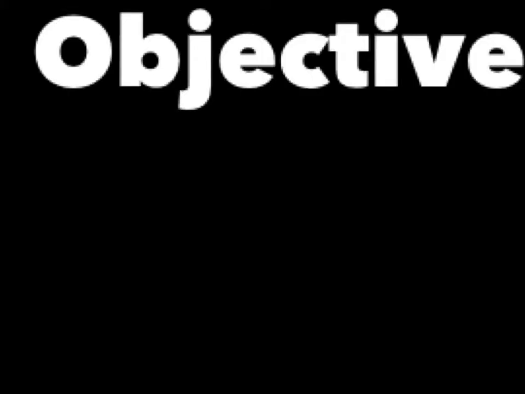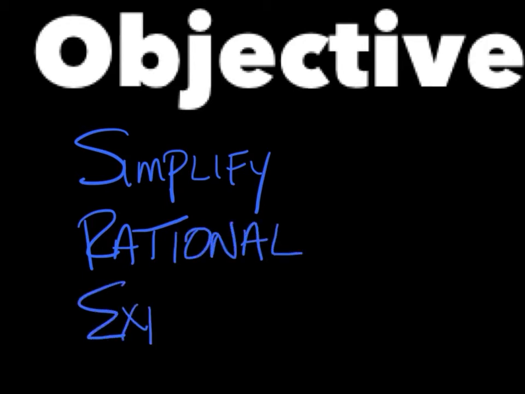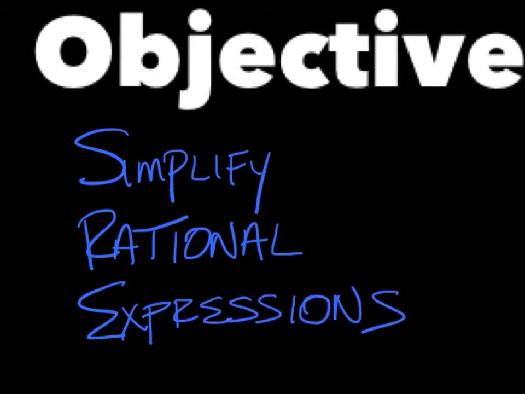The objective today is still to simplify rational expressions. This is not our second day on this. This is like the 4th or the 5th, because we stopped in the middle to do a review of the Algebra 1 stuff, factoring quadratic expressions where a is not equal to 1.